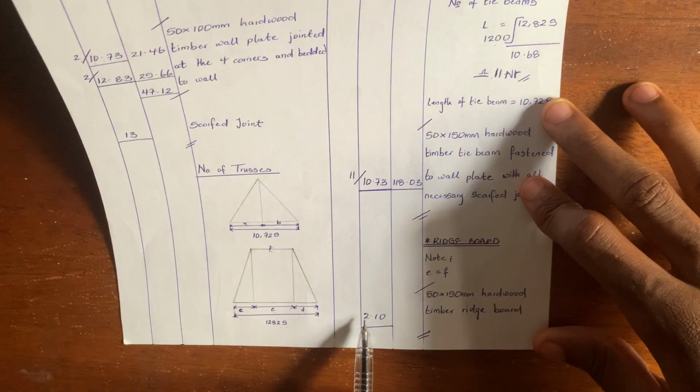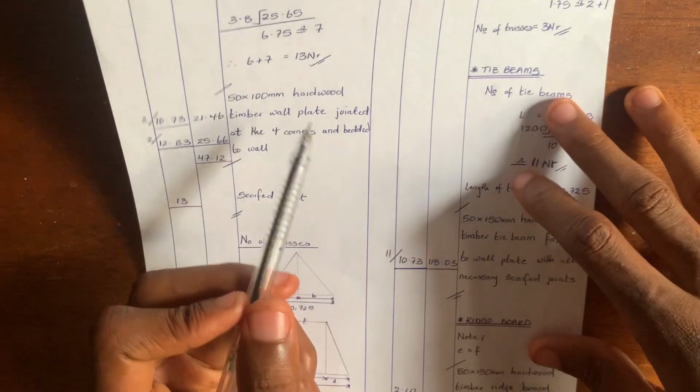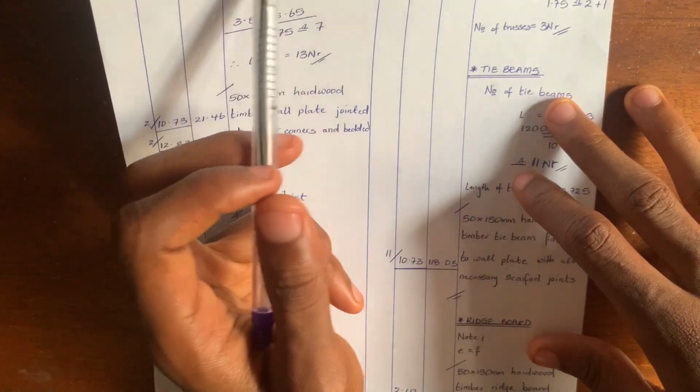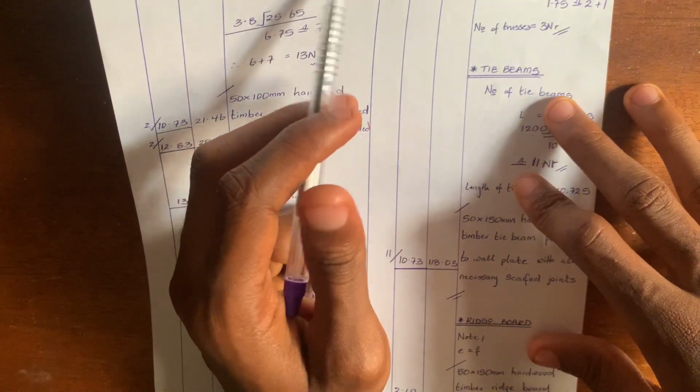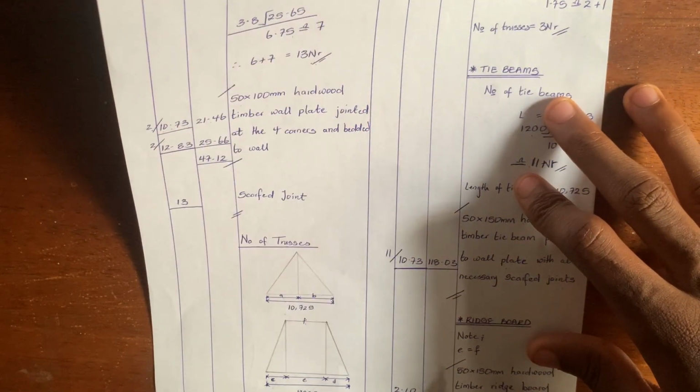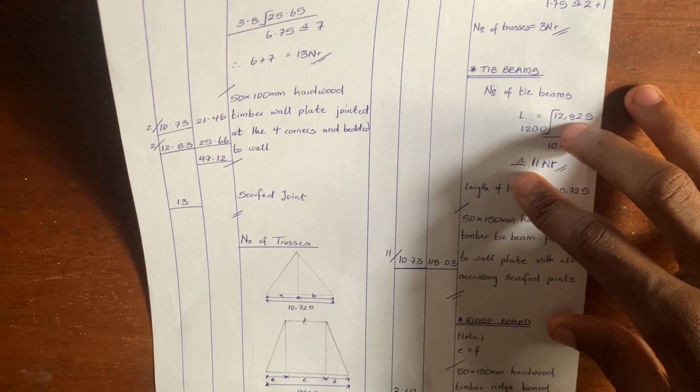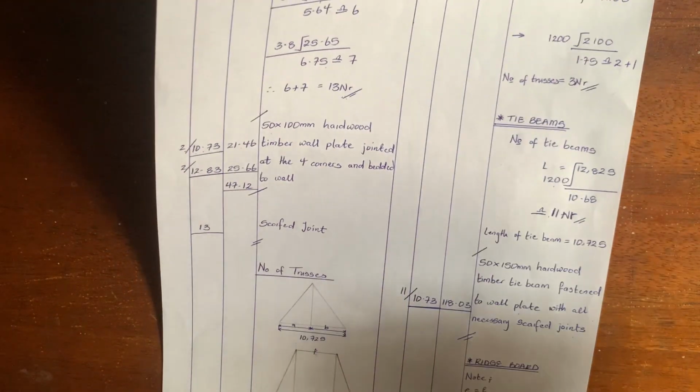What is the dimension? 2.10. Now this 2.10 is within the standard length of timber, so there's no need for scarf joints. Scarf joints are only used to link two timbers together to form a particular length.